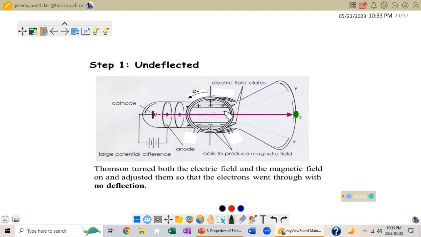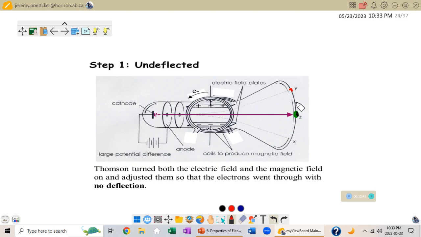Right? So he found out, first of all, where this spot is going to be on the fluorescent screen with neither electric field nor magnetic field. And then he said, okay, now let's turn on the electric field. If we just have electric, we're going to be up here. Then he says, okay, let's turn up the magnetic field.